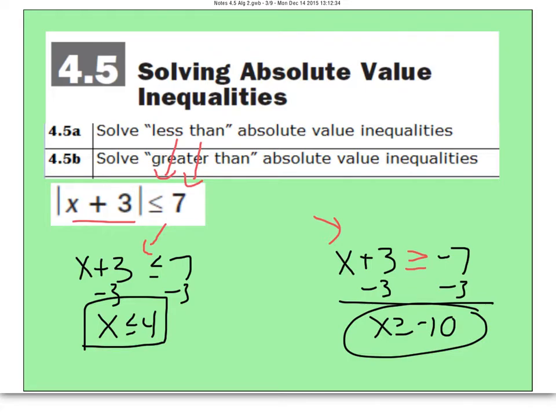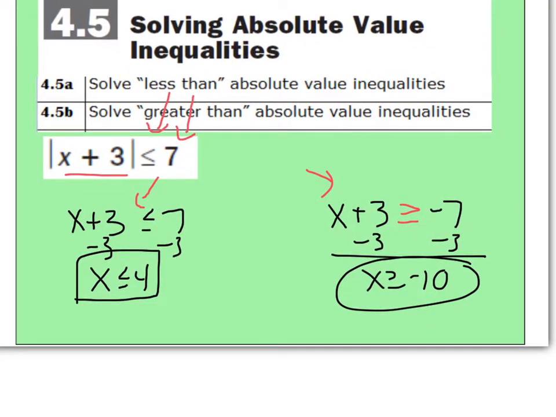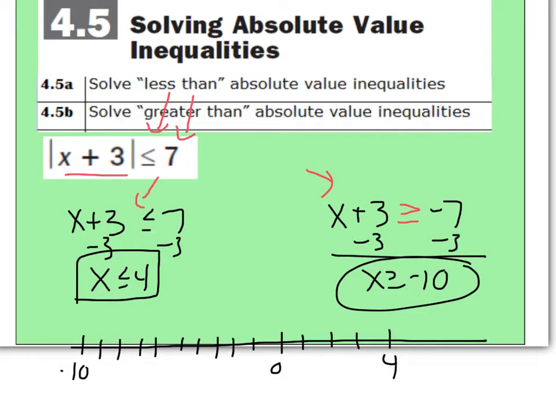Now typically they will graph these on a number line. So I'm going to sketch a number line right here and remember what we did. I'll put 0 here, 1, 2, 3, 4, and then 1, 2, 3, 4, 5, 6, 7, 8, 9, negative 10. Okay, to sketch this one, remember open or closed circle at 4. It has the equal to, so a closed circle. To sketch this one, also a closed circle at negative 10.